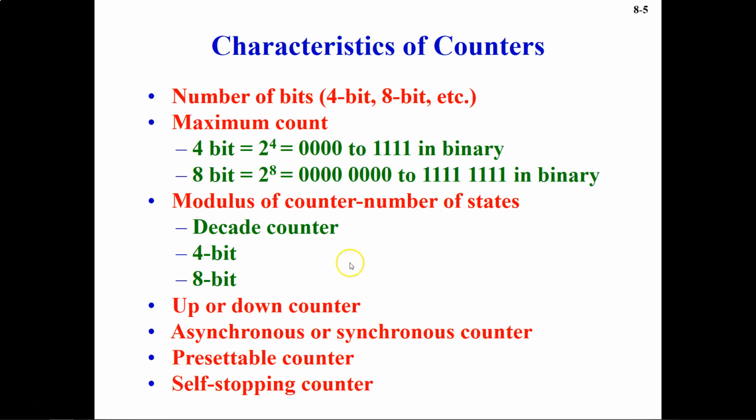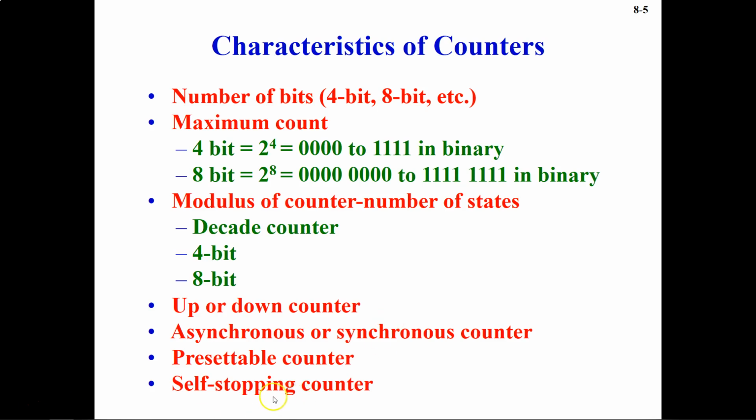And then you have a presettable counter. This type of counter enables the counter to begin from any value. For example, it can count from, let's say, 7 to 14, or 3 to 9. So if you have an application that needs that type of counting sequence, you can use a presettable counter and implement it.